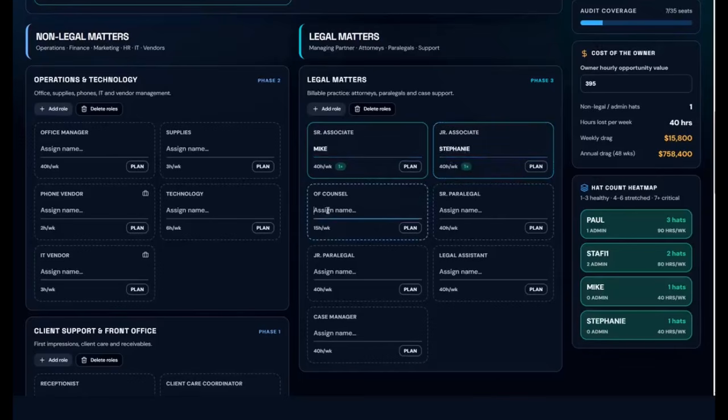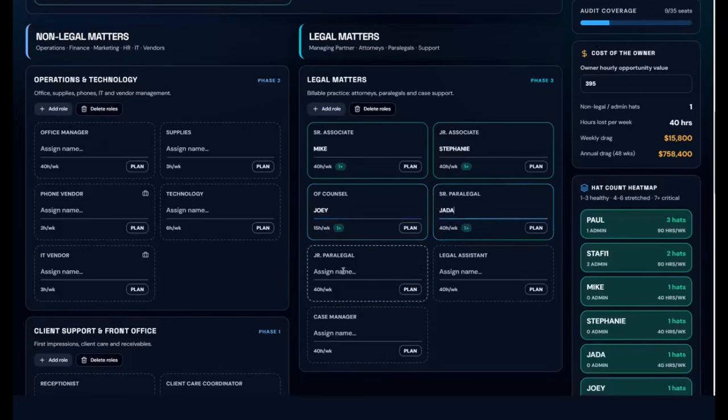Of counsel, Joey picks up our slack. Senior paralegal is Jada. Junior paralegal is Megan. Legal assistant would be Karen, and case manager is David.